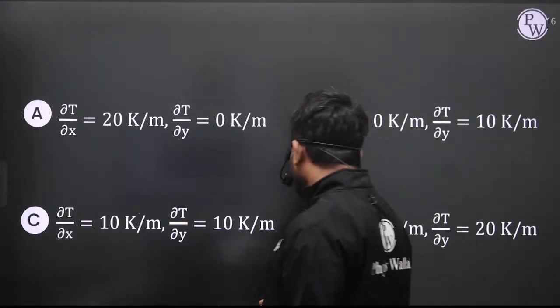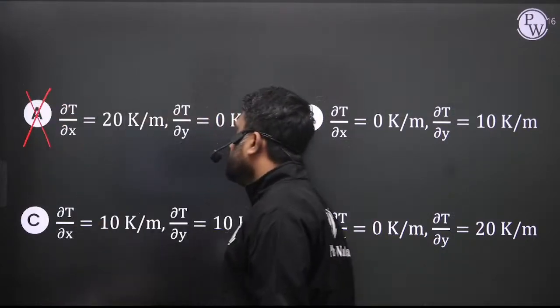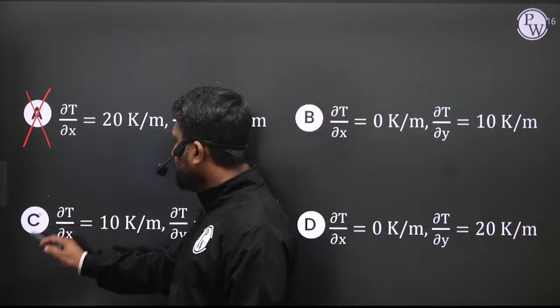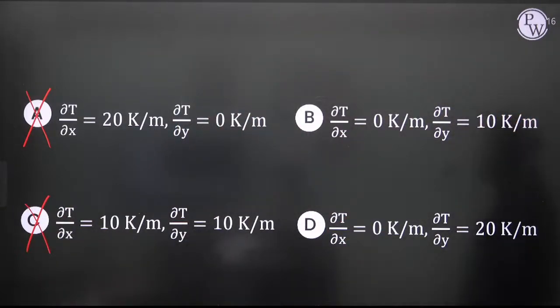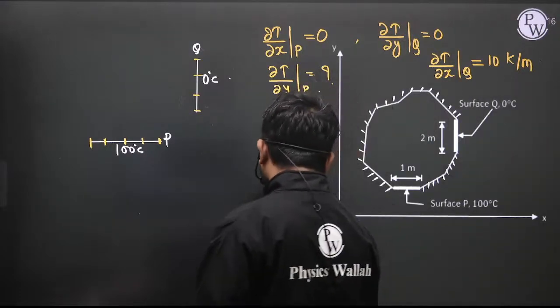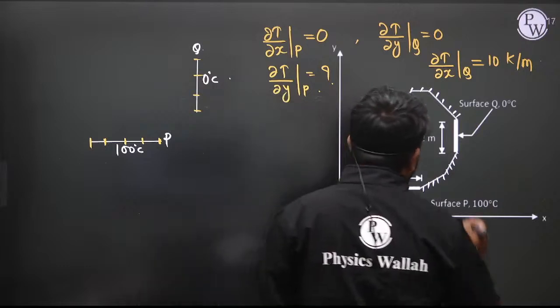Now, if you see the options, del T by del X is 0, so this option is eliminated. Del T by del X is 0, so this option is also eliminated. Now you have two options, option B and option D. In option B, del T by del X is 0, and in option D, also del T by del X is 0. Okay, fine.